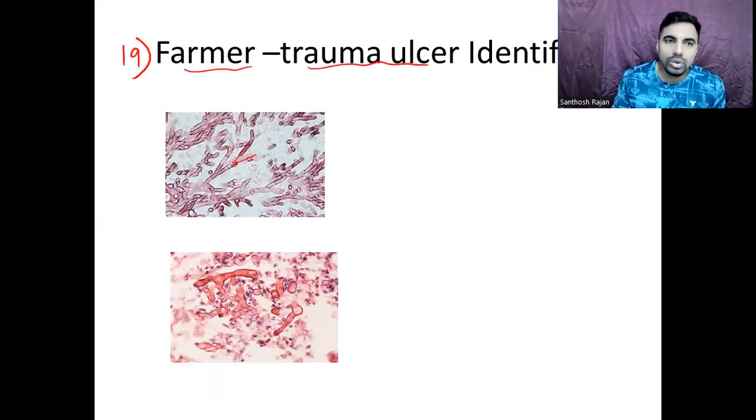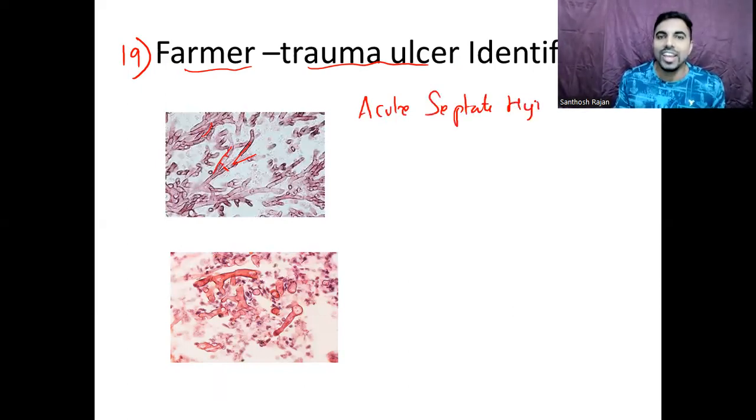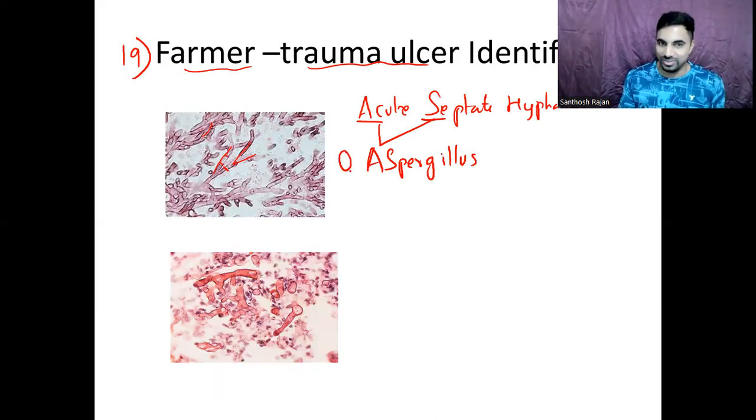If it is acute-angle branching with septate hyphae, the clue is already there. You already found it. What is that? That is Aspergillus. If this was it, you're lucky, you got it. Excuse me, but same thing, acute-angle branching.